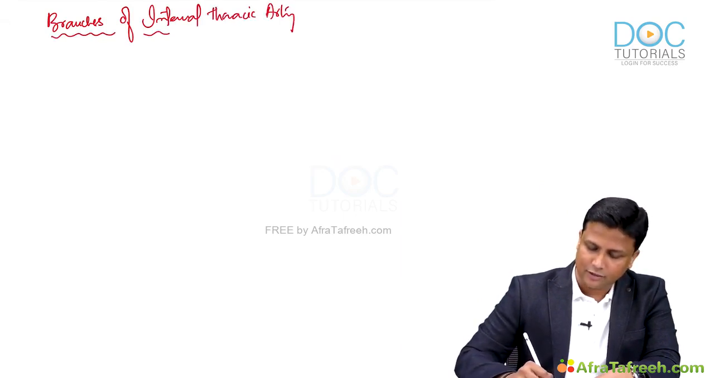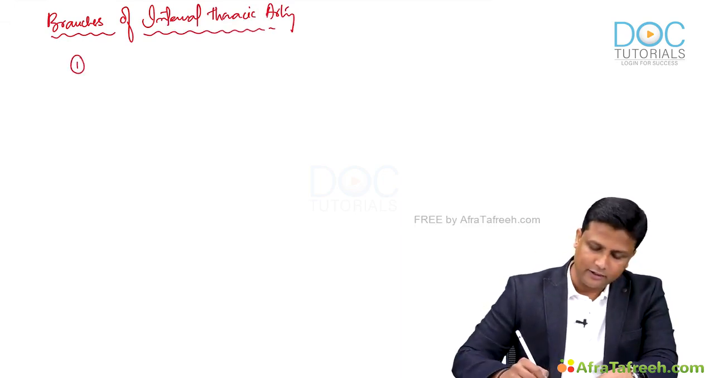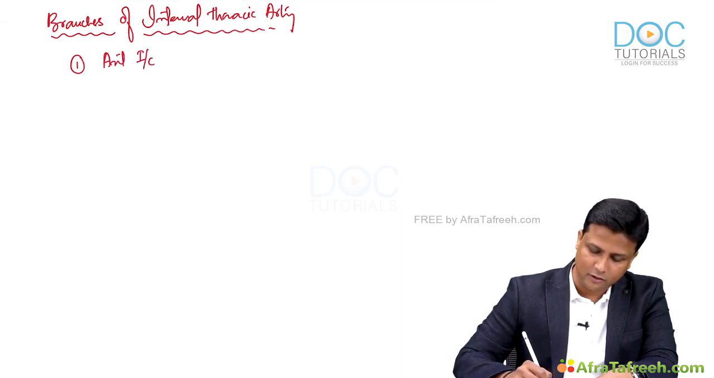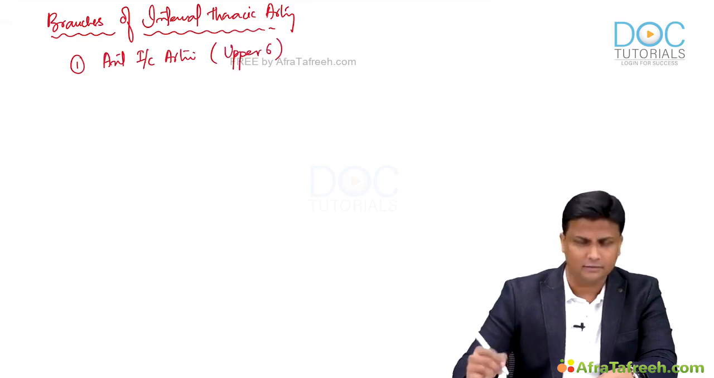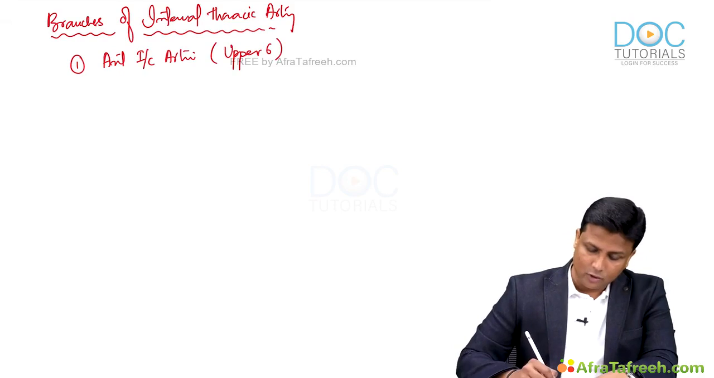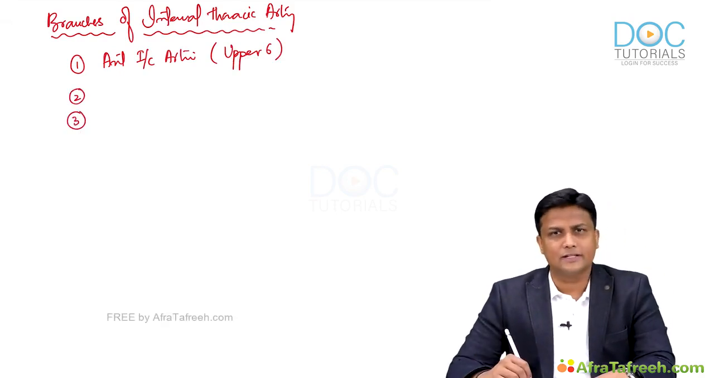The good thing here is that you already know a few branches, guys. Number one, you already know that the internal thoracic artery will give rise to the anterior intercostal arteries, and that too the upper 6. Okay, you already know these branches, and you also know the two terminal branches. Those are also branches of the internal thoracic artery only.